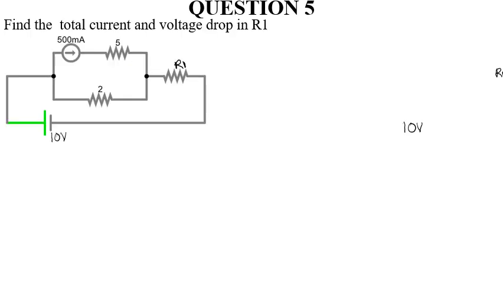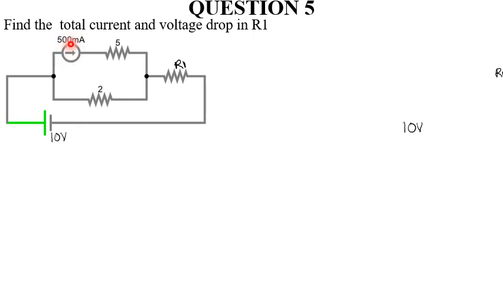So moving to our fifth question. Our fifth question said we should find the total current and the voltage drop in the circuit below. Finding the total current and voltage drop in this circuit. What do we realize? First of all, realize that they've given us this current.